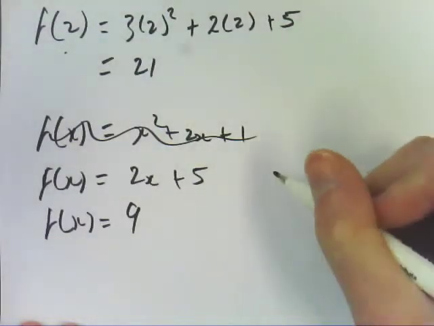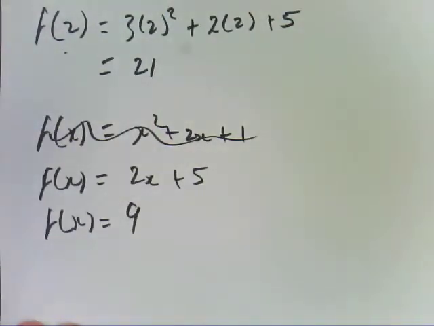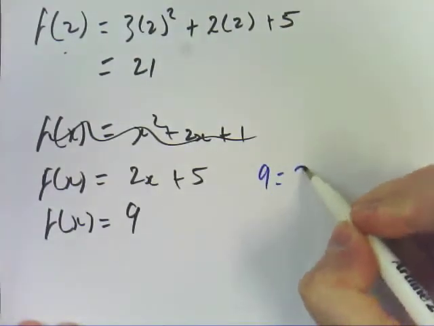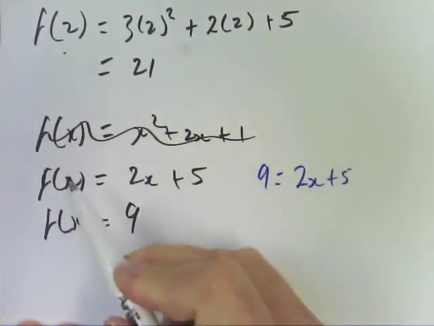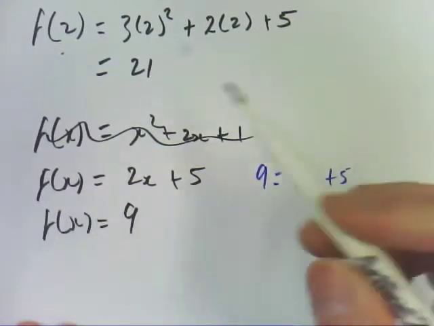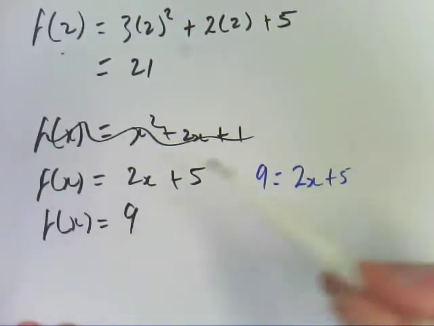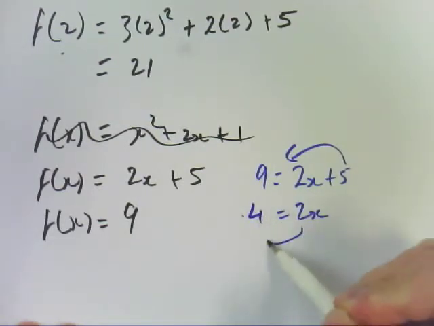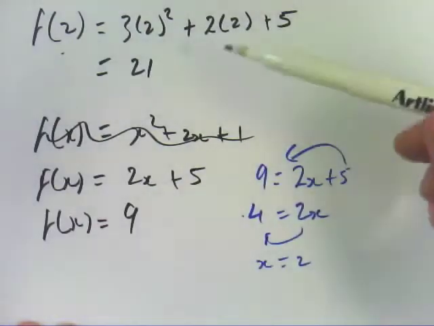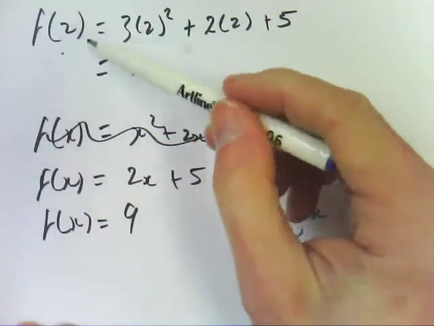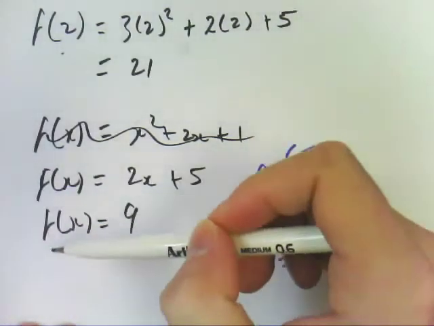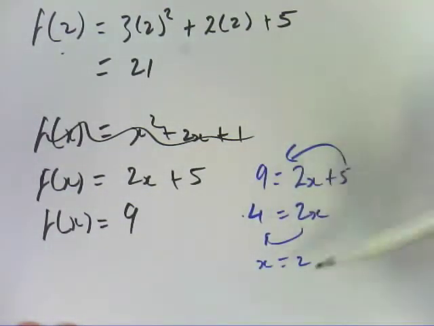Right, yeah. But what you actually do, mathematically speaking, is this. The whole thing: 9 equals 2x plus 5, because the whole function equals 9. So you change the f(x) for 9, then you move the 5 over, you end up with 4 equals 2x, and then x equals 2. That's the whole goal there. So they're the two different things. If it's inside the brackets, then you're substituting it in. If it's the function equals, then you're trying to rearrange to find x.